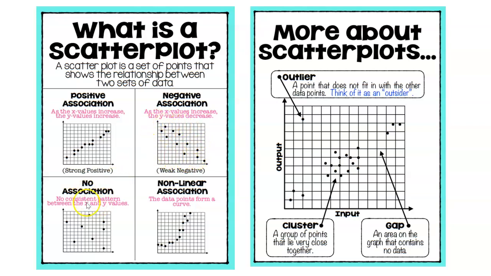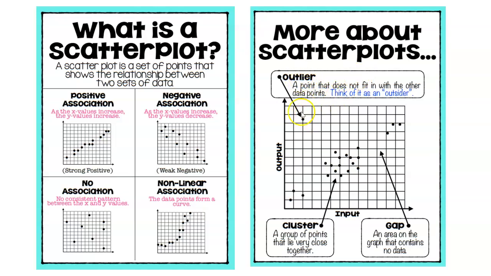You could have no association, which means as you look at the points, they're not going up, they're not going down, they're just kind of all over the place. Or we could have a nonlinear association. So these are grouped together, but instead of grouping together in a linear pattern, they're grouping together in a nonlinear pattern.